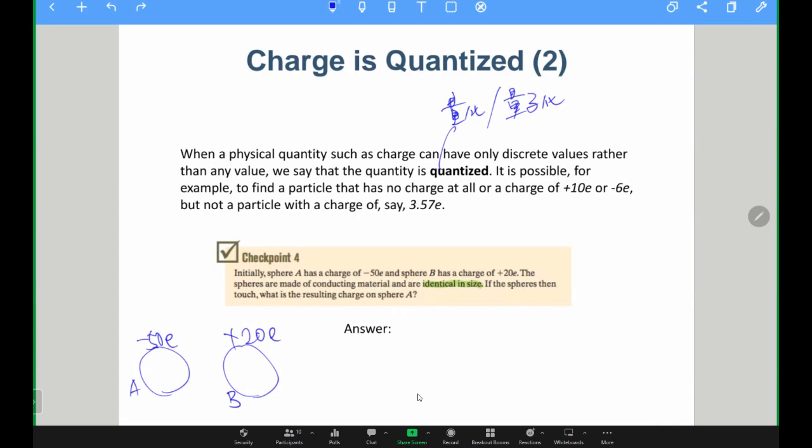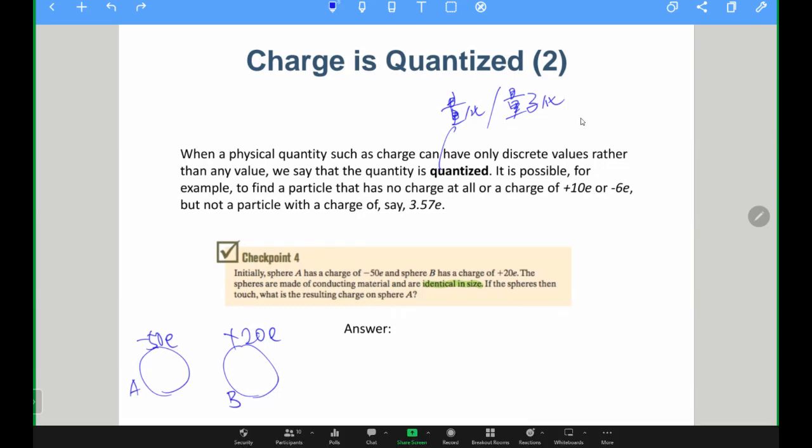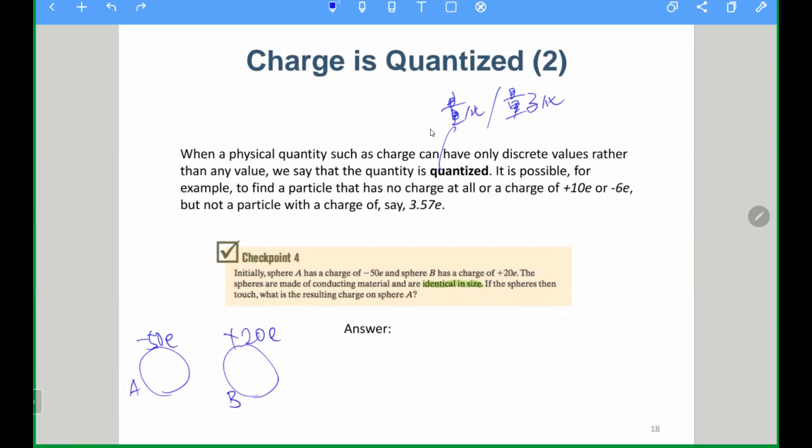Okay, DC 12586. Okay, so yes, the correct answer. So to calculate is very easy.